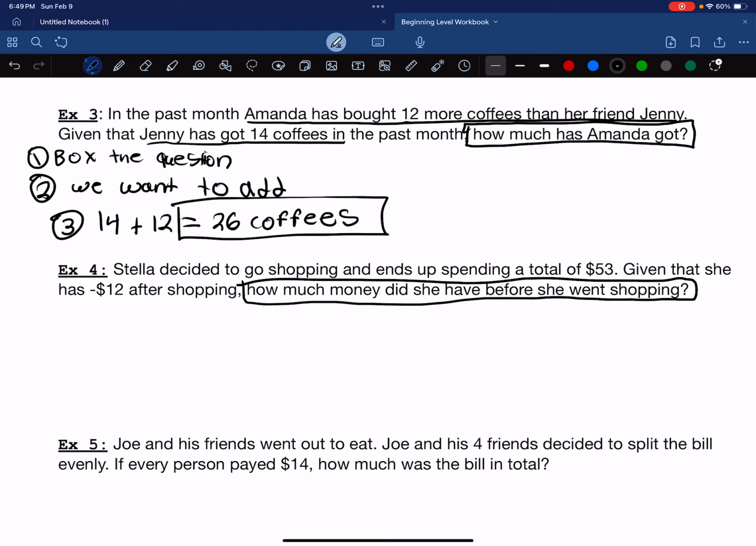We know that she spent a total of $53 and that she has negative $12 after shopping. So given that, do we think we're going to add, subtract, multiply, or divide? And in this case, if you're thinking we want to add, you are correct.